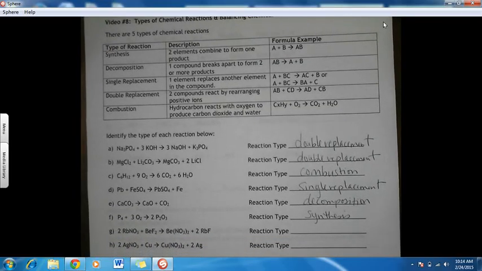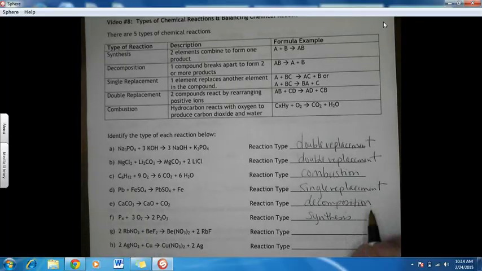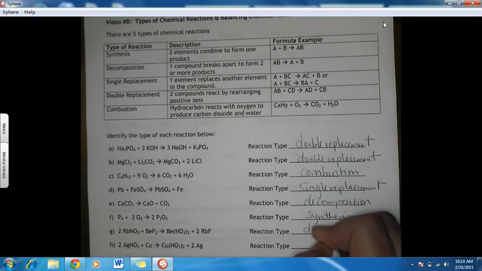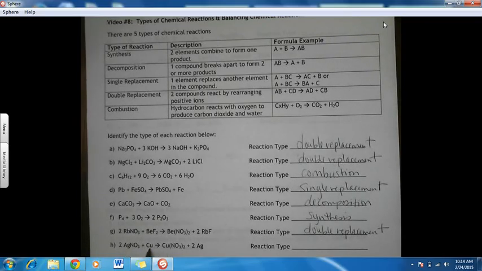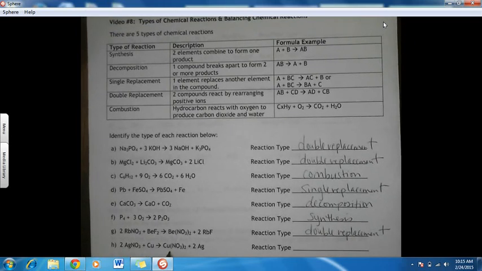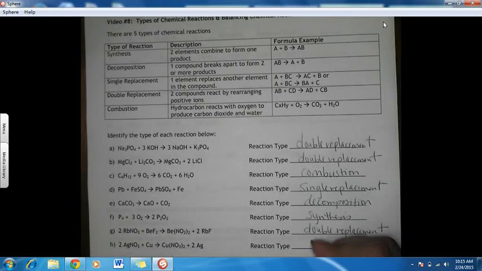And then we have rubidium nitrate and beryllium fluoride forming beryllium nitrate and rubidium fluoride. So again, we have 2 compounds reacting. That's a double replacement. And then we have silver nitrate and copper. Again, compound and an element. And so now the single element is with another, the negative ion here, and so we have a single replacement reaction.